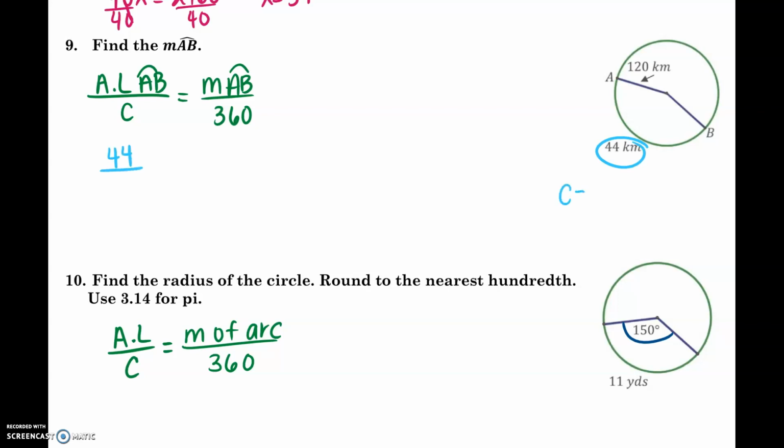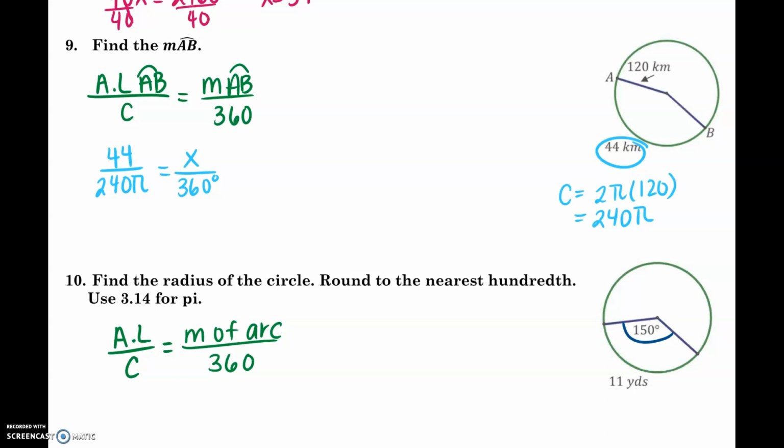Next, we have to find the circumference. So our circumference is 2 times pi times 120, which is going to be 240 pi. Remember, we always want to leave everything in terms of pi when possible. Next, we have x because we're solving for the measure of arc AB, and that's always over 360 degrees. So now we can cross multiply and solve here.